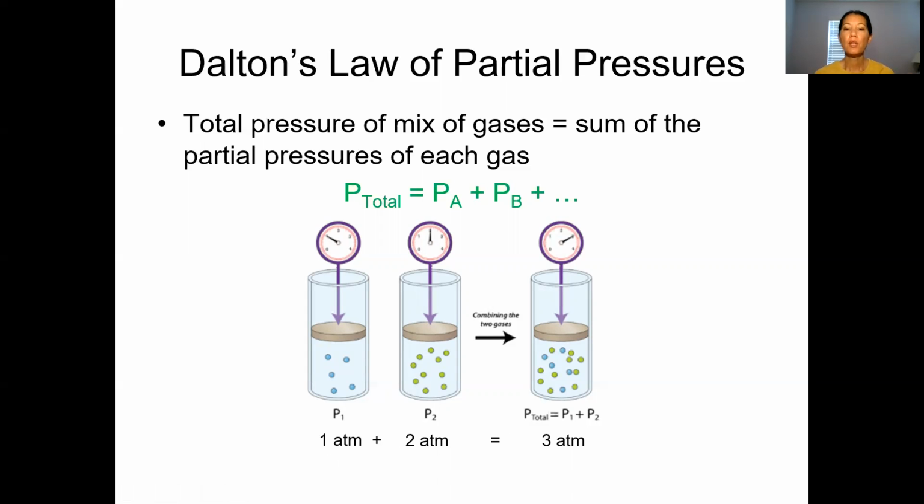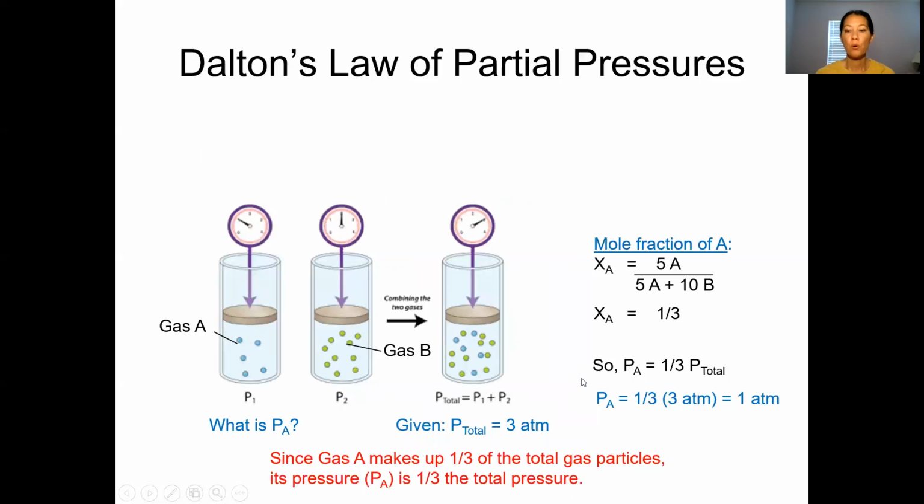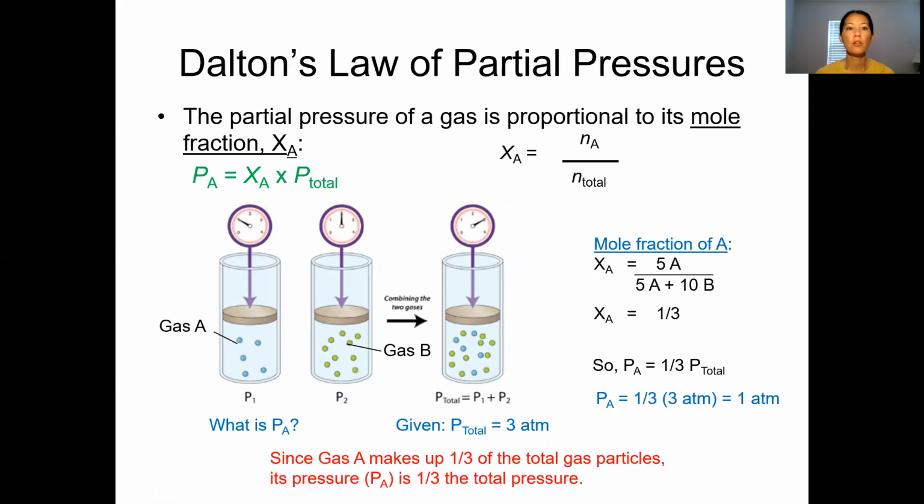The other thing that I want to mention is that the total pressure is dependent on the amount of gas in there. So if you take a look here, the partial pressure of a gas is actually proportional to what's called its mole fraction. The mole fraction is basically written out this way, but let me say this in words. It's the number of moles of that gas out of the total moles in the container.